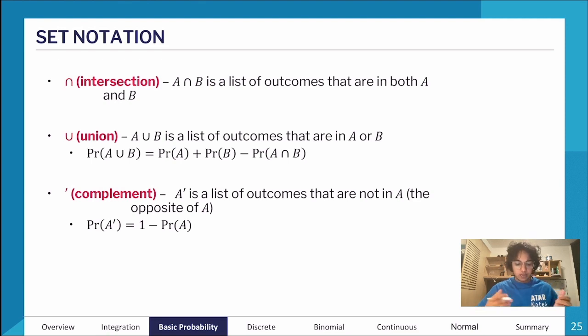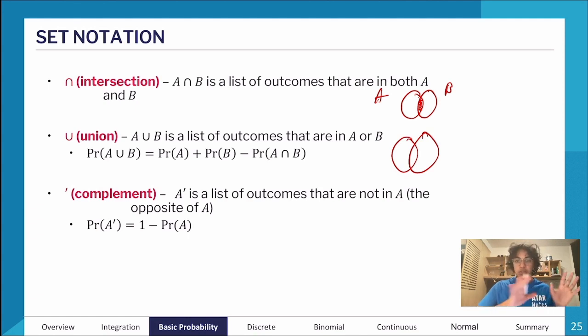So A intersection B is a list of outcomes that are both in A and B. What that means is, if I have a Venn diagram of A and B, the intersection is that red area that I've shaded. Union is A or B, right? So it's whatever is in A, and whatever is in B. So it's just whatever's contained in the Venn diagram, right?